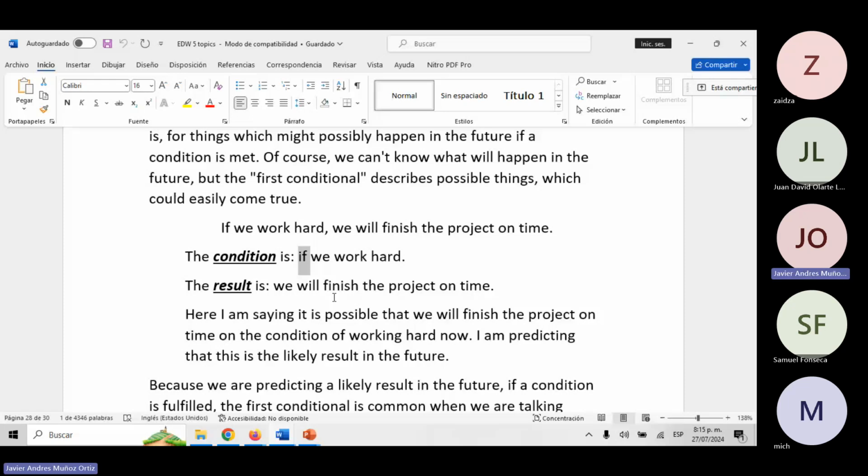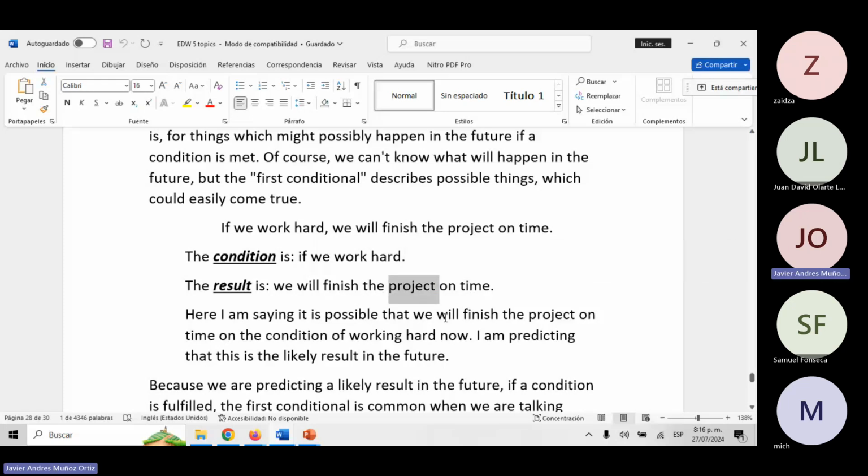The probability of success of a prediction is high. Not 100% because we don't know the future yet, but the probability of success is big. So this is the result. We will finish the project on time.